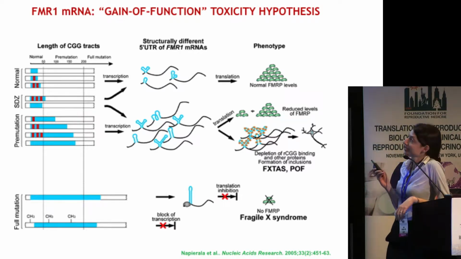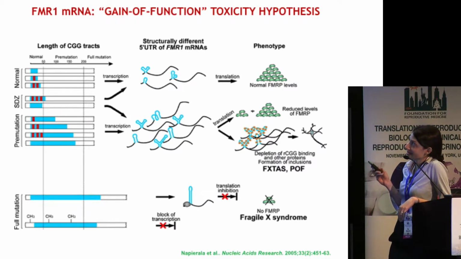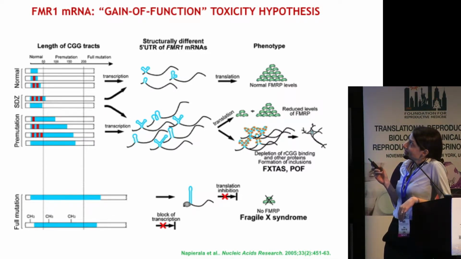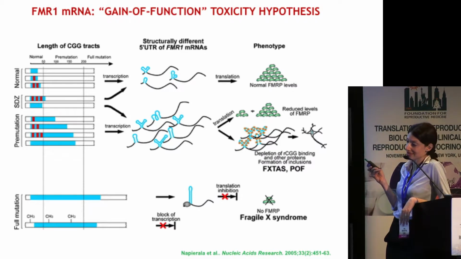So what we currently know is that the pre-mutation range is associated with elevated mRNA expression of the FMR1 gene. The CGG repeats are actually responsible for creating these hairpins in the mRNA of the FMR1 gene. And these are pretty stable and resistant to translation. And the result is that there is a reduction in the amount of FMR protein being produced. These structures also sequester CGG binding proteins that are necessary for the translation of other proteins within the cell.